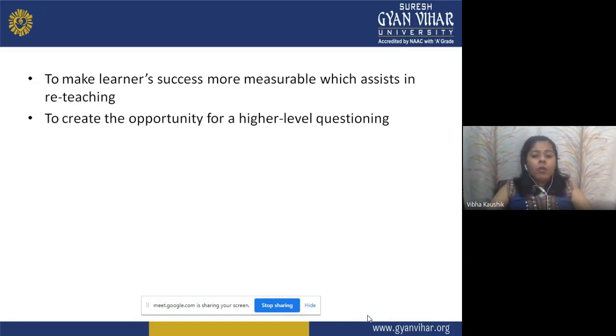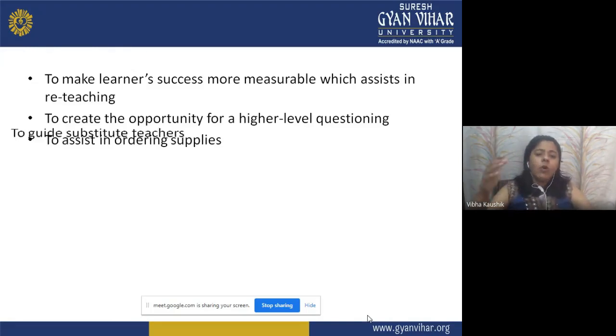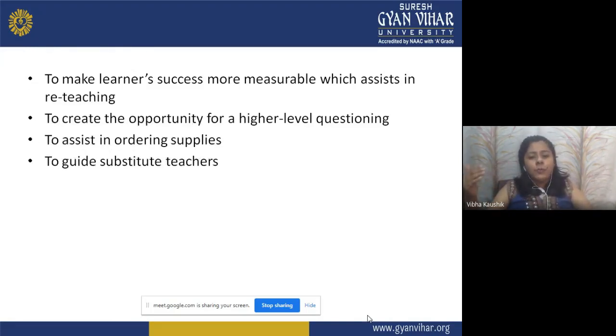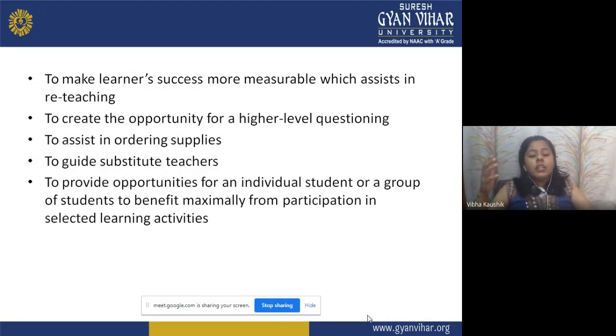To create the opportunity for higher level questioning, the instructional planning will help the teachers to create the opportunity for higher level questioning, to assist in ordering supply, in which order the information should be displayed in front of the learners, and to guide substitute teachers. The instructional planning will help the teachers to guide the students.